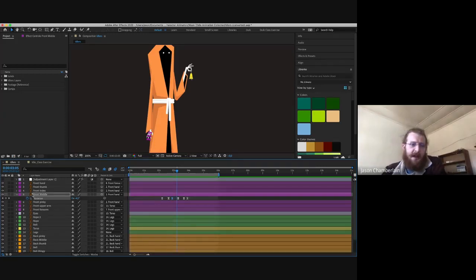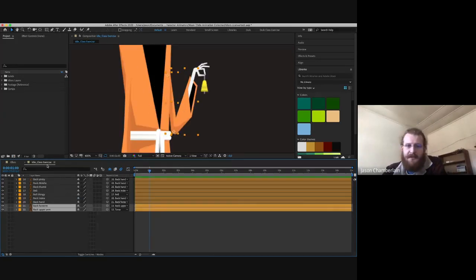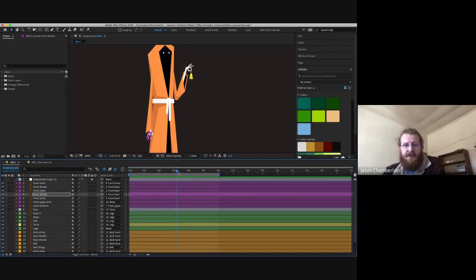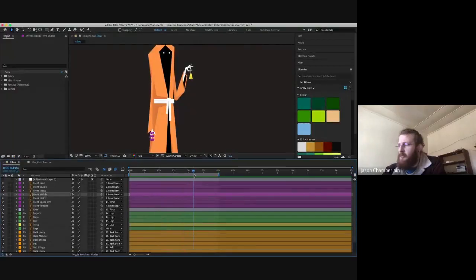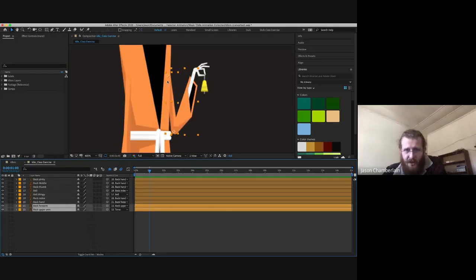The exercise today is focusing on subtlety, so that's what we're going to try and emulate. If we take a look at our reference footage here, our character chills for quite a bit, then his arms pull in, we go into the bell ring, and then we come back to rest again. So we are going to animate that movement on this arm, and then you'll be in charge of animating the rest of it as homework.